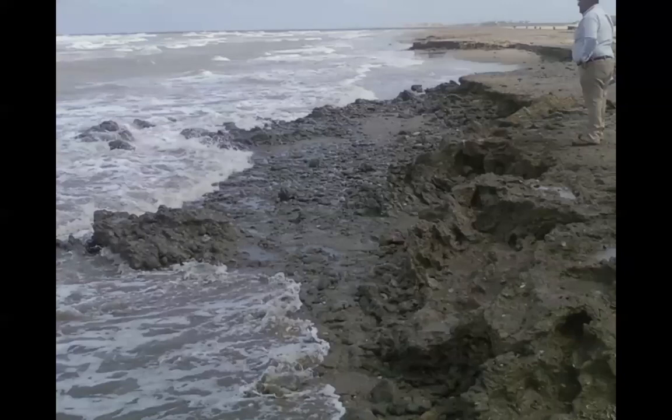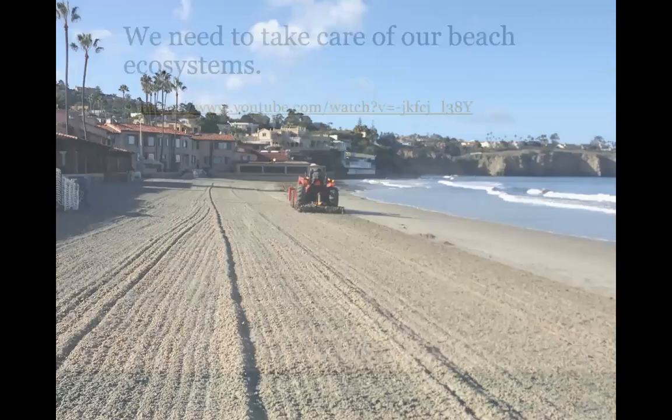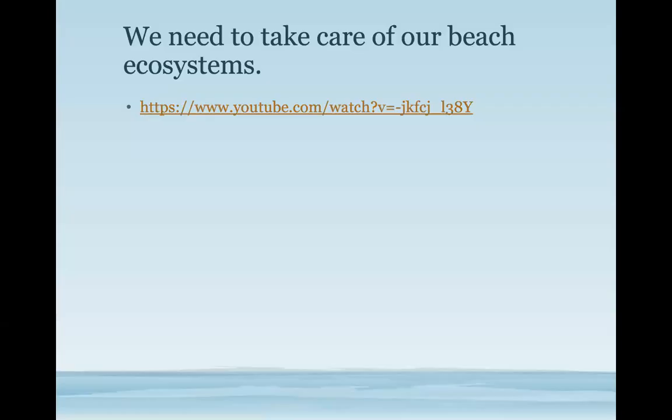We're losing our beaches everywhere because a lot of this keeps happening. We're not catching up to the things that we've learned. So we need to take care of our beaches and take care of our ecosystems.